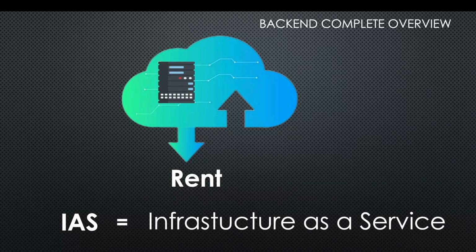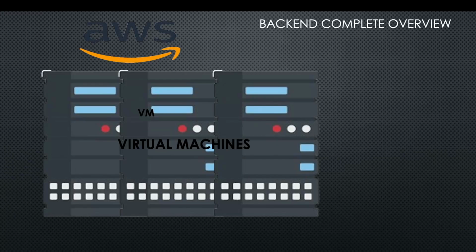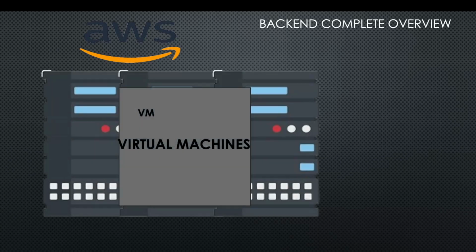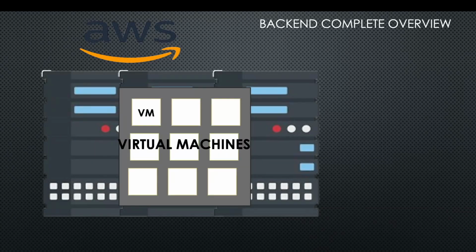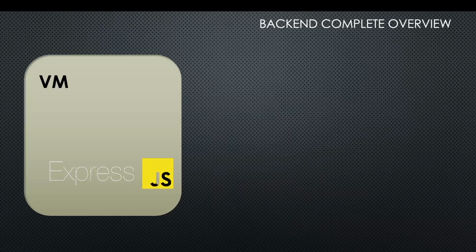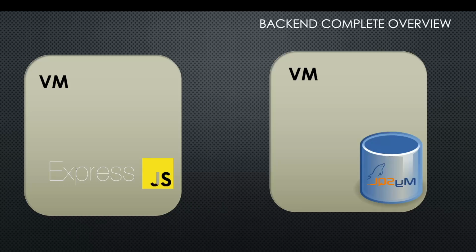Behind the scenes, AWS has a giant powerful computer, and inside its software, it is running many small computers. We are actually renting one of those smaller computers. These smaller computers that exist inside the software are known as virtual machines. So, in order to run our website, we rent a virtual machine from AWS to run our backend, and we also rent another virtual machine to run our database.